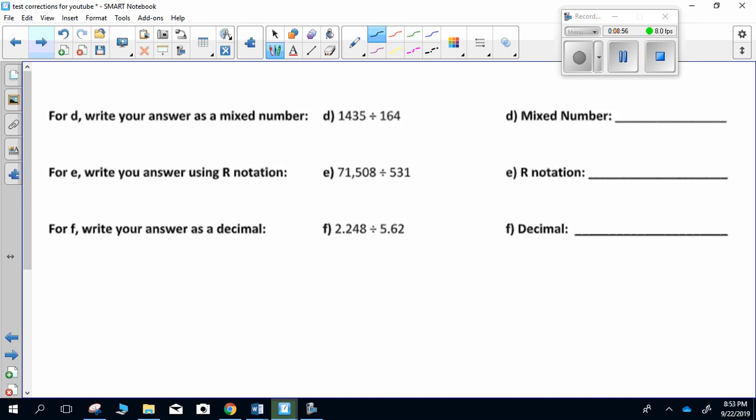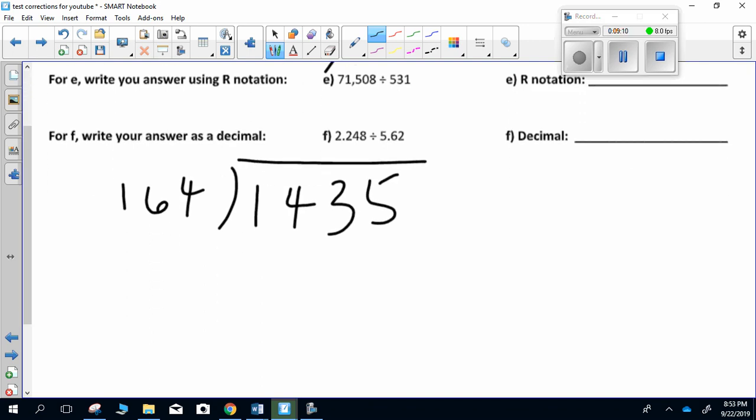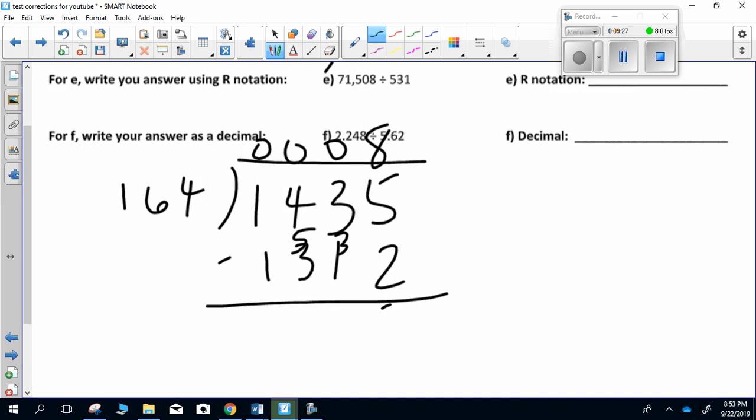The last three, I'm going to do some division. All fractions mean divide, write the denominator outside. So it's 164 into 1435. So it doesn't go here. So 0, 0, 0. 9 times 164 is too high, so I'm going to try 8. 8 times 4, 32. 48, 51. 8, 13. Subtract, I get 3, 2, 1.